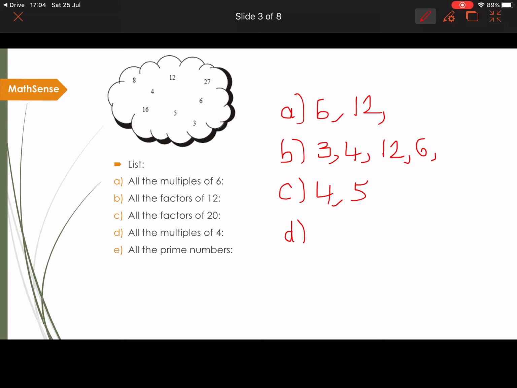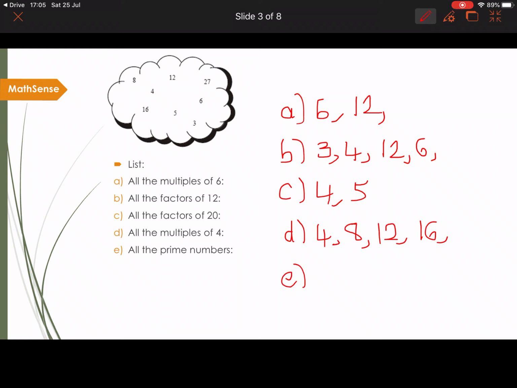D. To list all the multiples of 4. Now the first multiple of 4 is 4. We then have 8, which happens to be in the list. We then have 12, which happens to be in the list. We then have 16, which again happens to be in the list. The next multiple of 4 is 20, but that's not there. 24, that's not there. And 28, it doesn't go up that high.